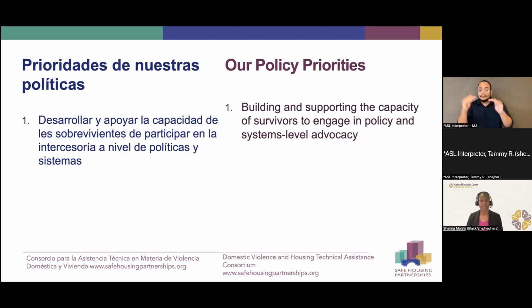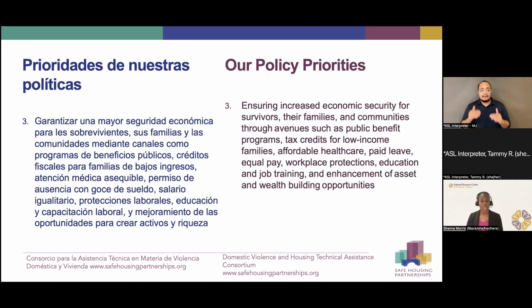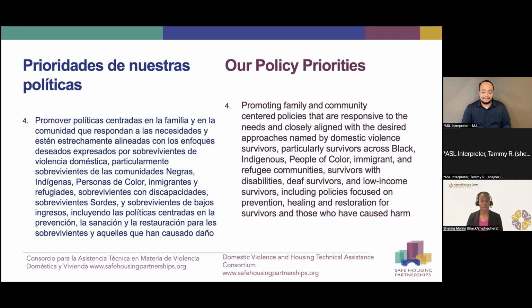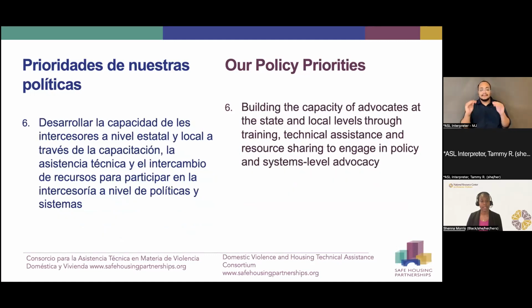Next slide, please. 2, promote survivor-centered, equitable, and just policies. Next slide, please. 3, ensure increased economic security for survivors, their families, and communities. Next slide, please. 4, promote family and community-centered policies that see the humanity in all. Next slide, please. 5, increase survivors' access to and broaden the range of affordable housing options. Next slide, please. And 6, build advocates' capacity to engage in policy efforts across the country.